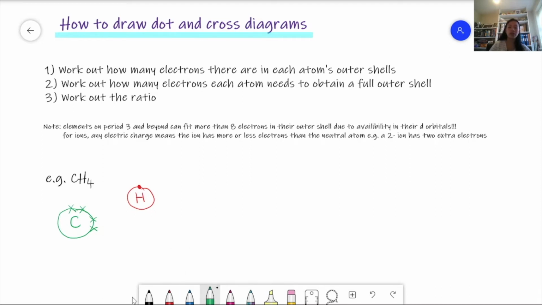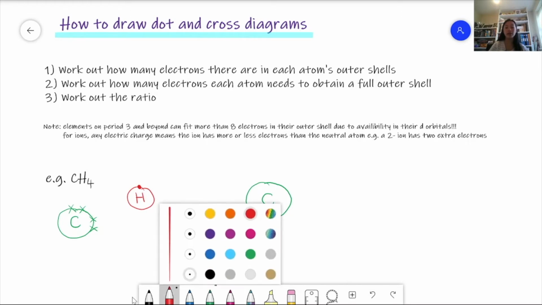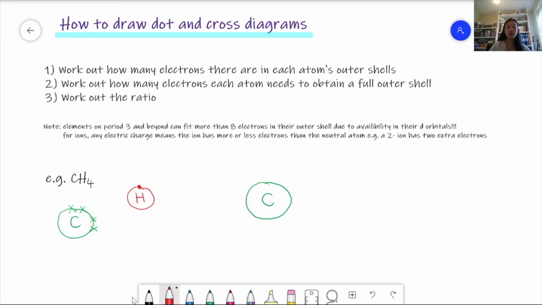So the dot and cross diagram would look a bit like this. So you put carbon in the middle, just because it's easier to put the 4 hydrogens around it. So you'd have a hydrogen here. And this little section here is just what represents a covalent bond. So it kind of shows that the electrons are shared.